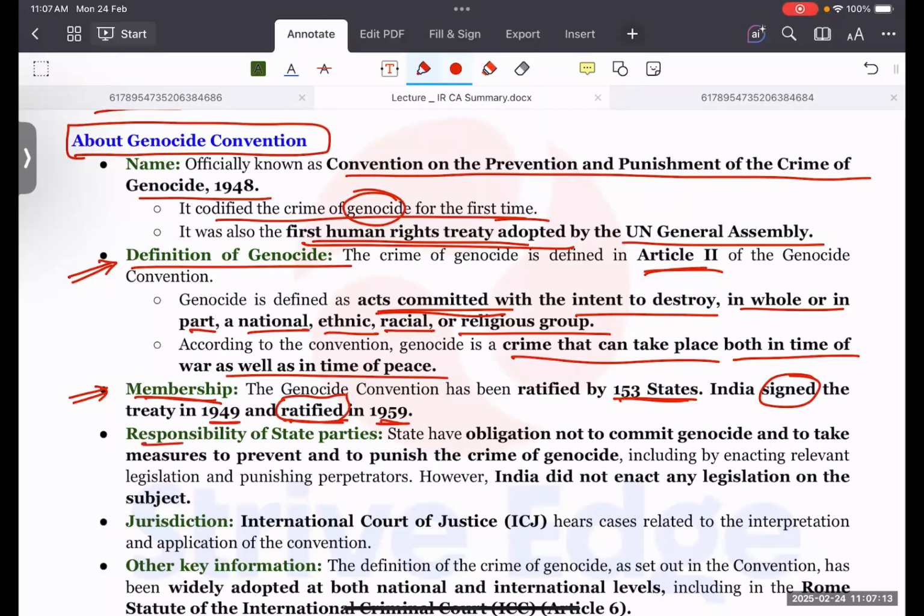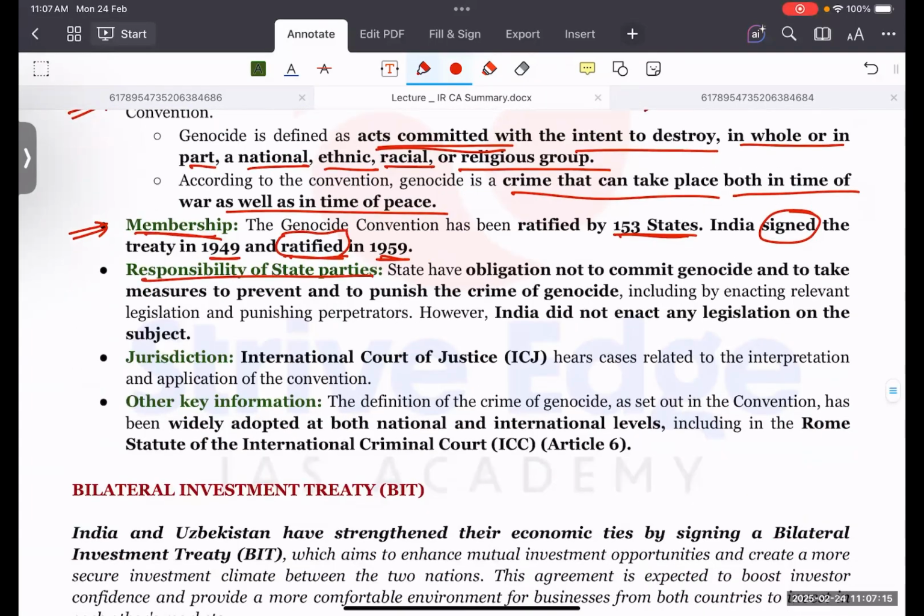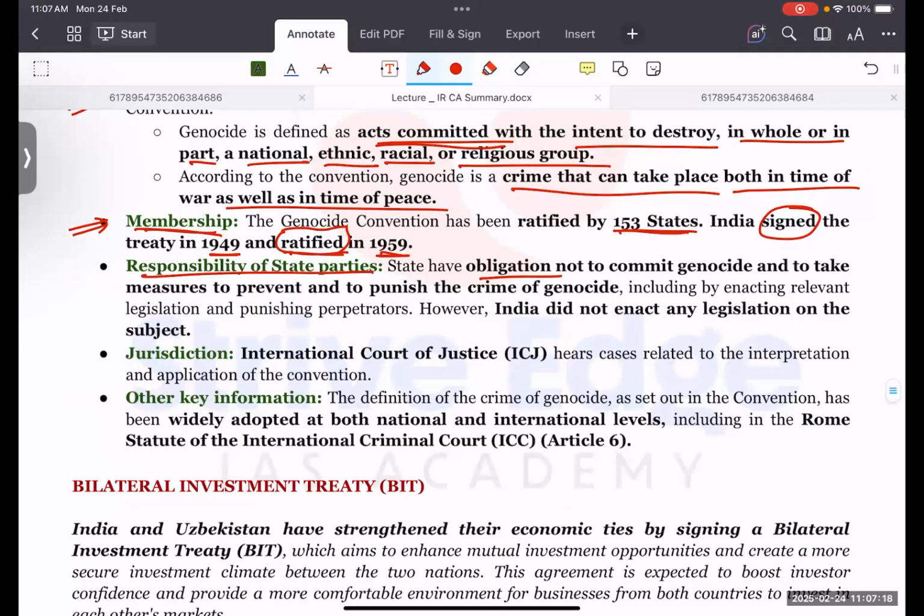Okay, and what will be the responsibilities of the state parties, whoever is signing this one? They will have an obligation that they should not commit any genocide. That is for sure, because it is defined as a crime. And then they also have to take measures to prevent and punish the crime of genocide. So not only should they not commit genocide, but also take measures so that they will be preventing as well as punishing the people who are committing this crime. And then they have to pass relevant legislation and give punishments to the perpetrators.